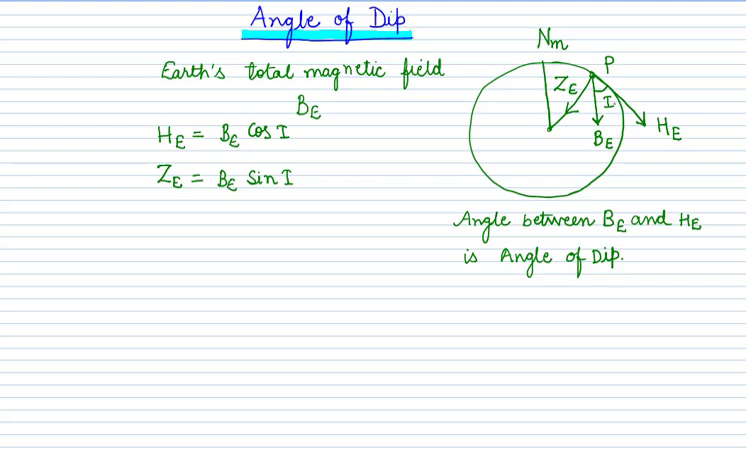So the angle between the horizontal component and the total magnetic field is known as the angle of dip. And if you want to know the value of angle I, then here you have cos I and sin I. So easily you can calculate the tangent of I, that is tan I, that gives us the slope. So tan I will be ZE upon HE. And if you want to calculate this angle of dip I, then you can take tan inverse of ZE upon HE. So that is how we calculate the angle of dip.